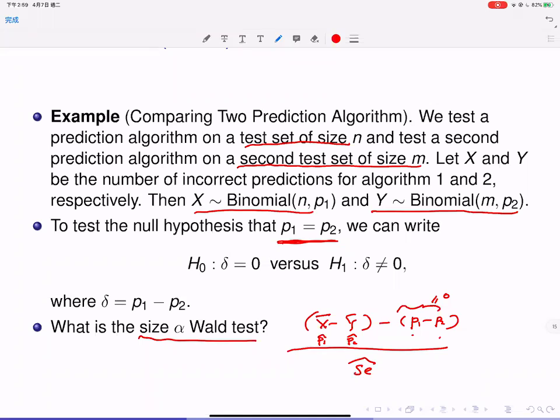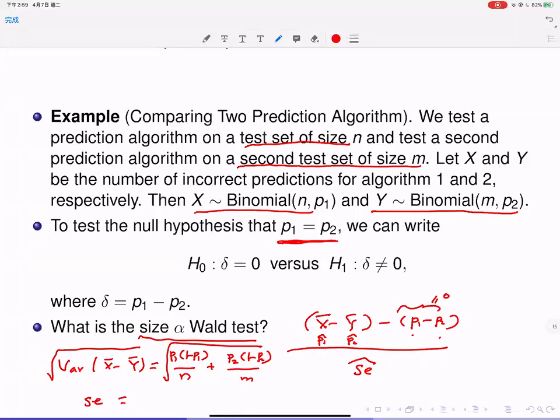Sorry, the standard error. Then how do we do the standard error? It's nothing but the variance of X bar minus Y bar. You're deriving it, right? It equals P1 times 1 minus P1 over N, plus P2 times 1 minus P2 over M. So my standard error is going to become the square root of this, then just plug in. Easy, straightforward right here.